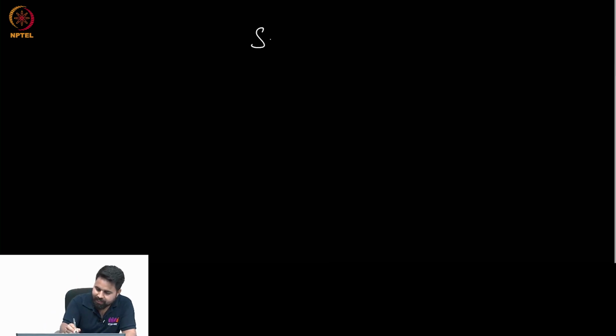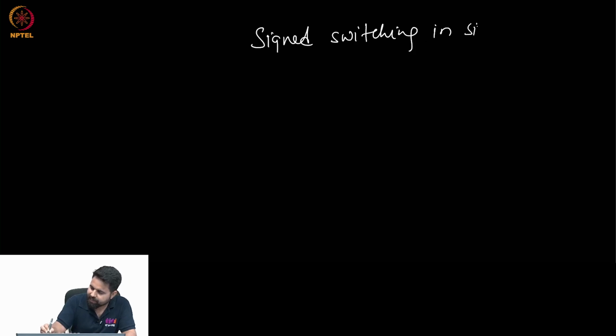Today we will learn one concept, and this concept is signed switching, switching in signed graphs. What we mean by this in signed graphs is the following.